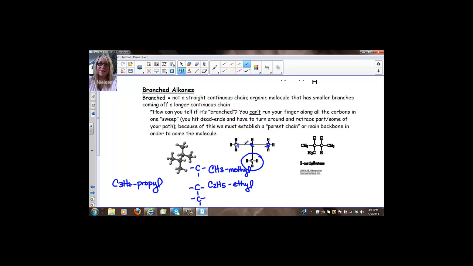So we go back and we name our parent chain, 1, 2, 3. Prefix for 3 is prop. It's all single bonds, so it's going to be a propane. And then off my second carbon, I have a methyl group. So it's like a street address. I have to say where it is. So this would be 2-methylpropane.